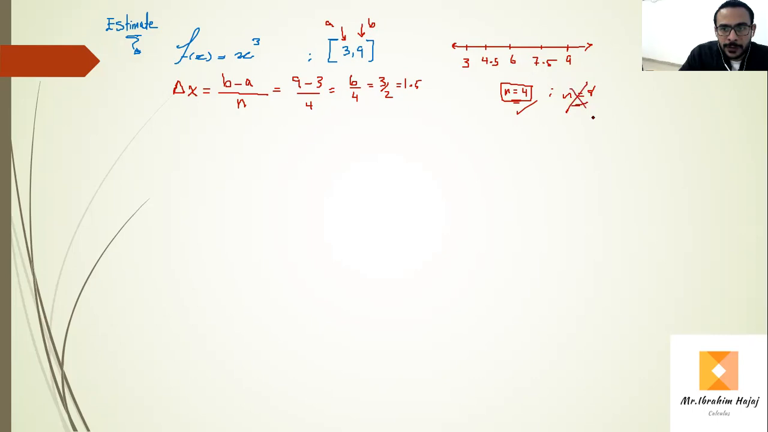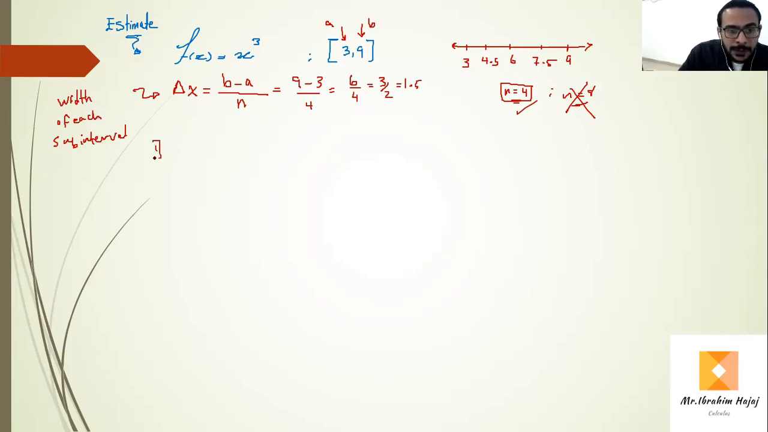Okay, so we used n as 4, and the delta x here represents the width of each subinterval. The width of each subinterval. Right.